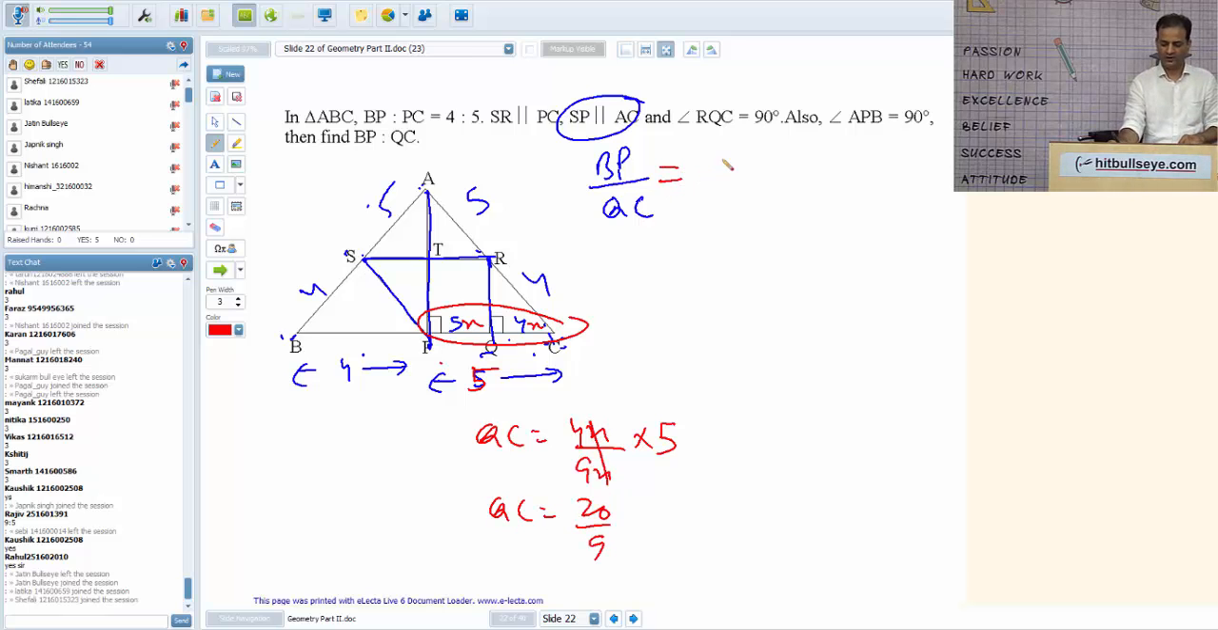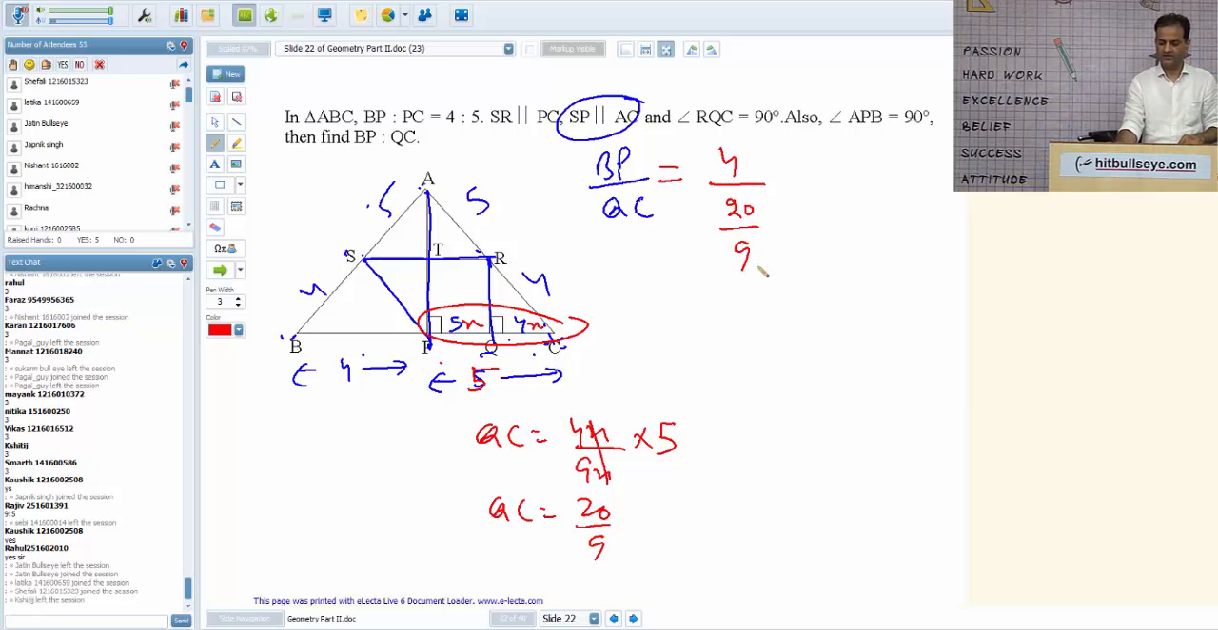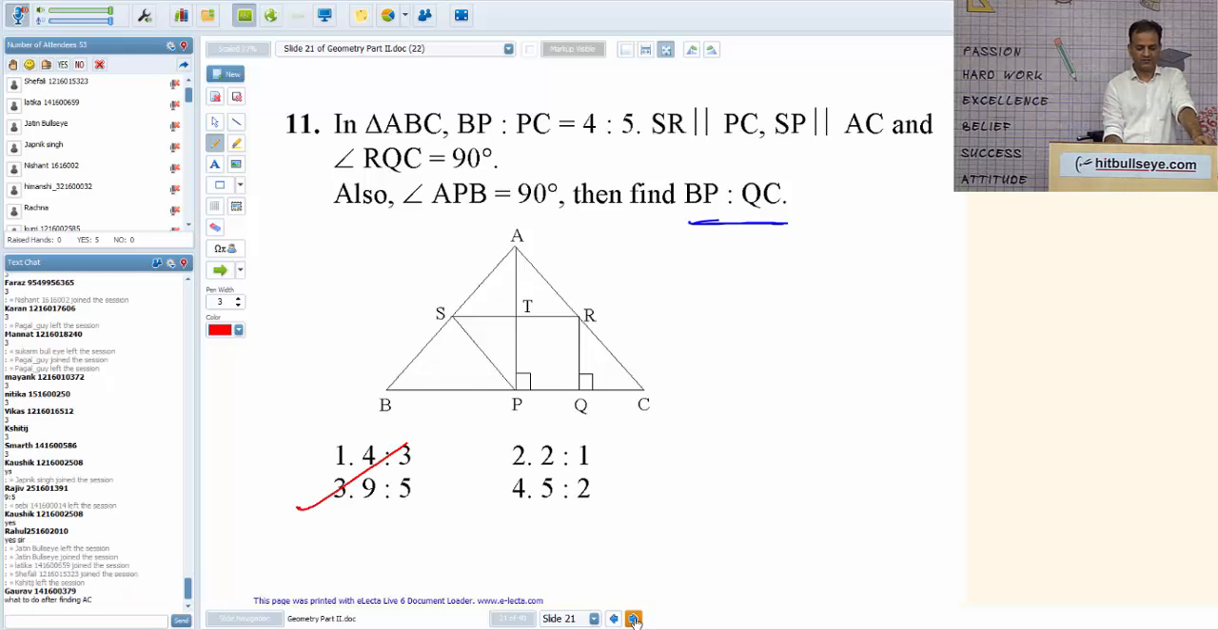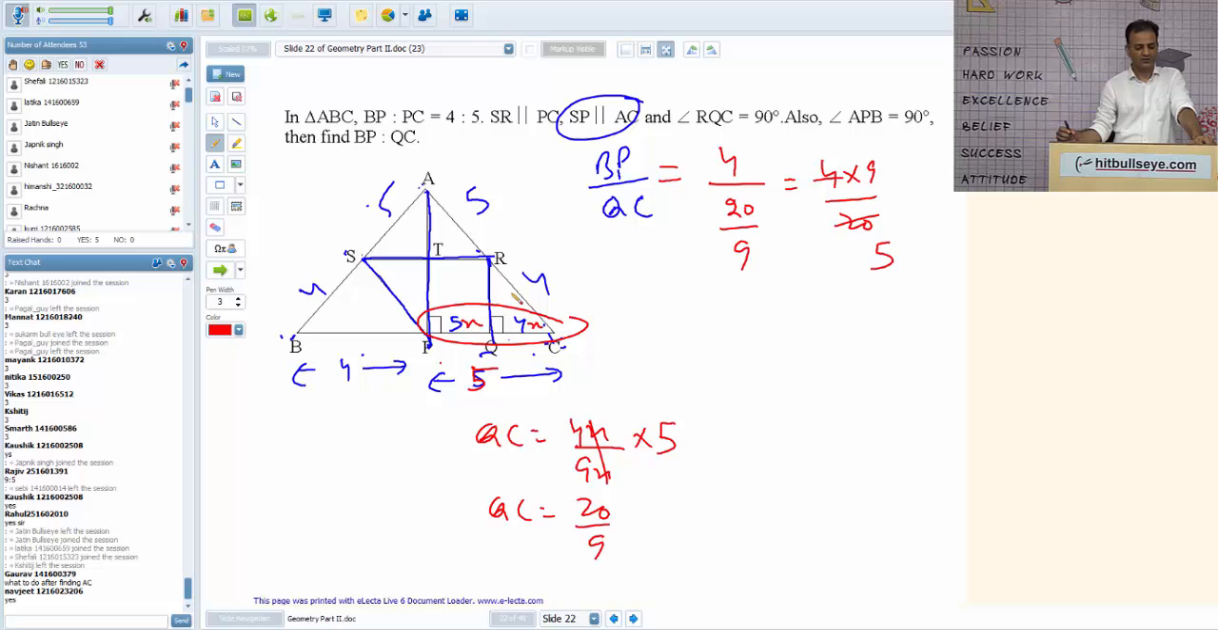Now we are aware what BP is: 4. What is QC? 20 by 9. So what will be the ratio, friends? 4 into 9 by 20. It will be 9 by 5. So the answer should be the third option, 9:5. Straightaway write values in a lot of questions.